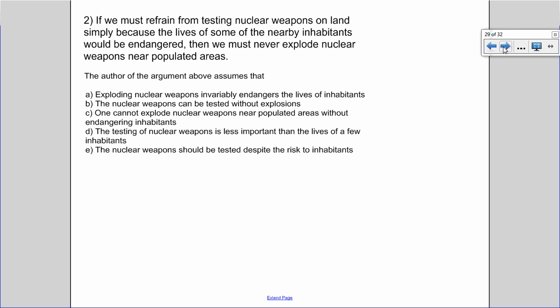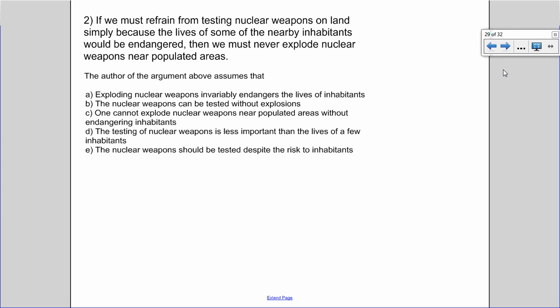Since we know that C is the correct response, we can eliminate the other two without continuing. But just for interest's sake, we can go ahead and eliminate the other two by realizing the following. D is the testing of nuclear weapons is less important than the lives of a few inhabitants. Again, the question doesn't focus on the importance of the lives of inhabitants. It focuses on whether the lives would be endangered or not.